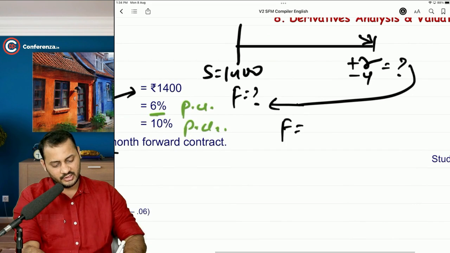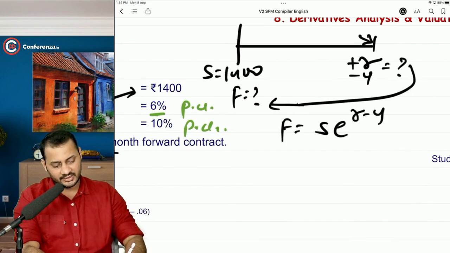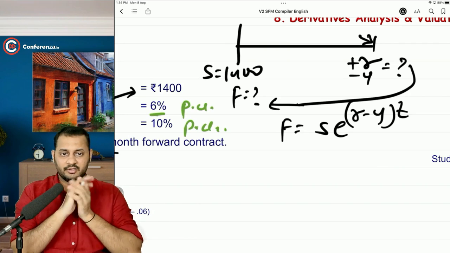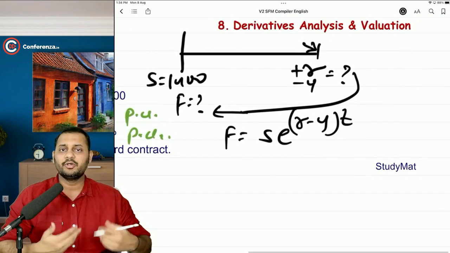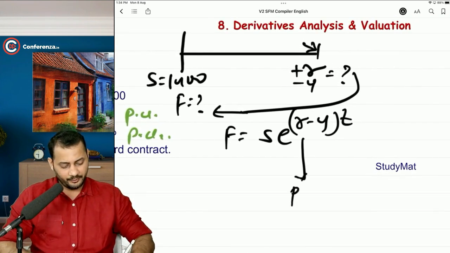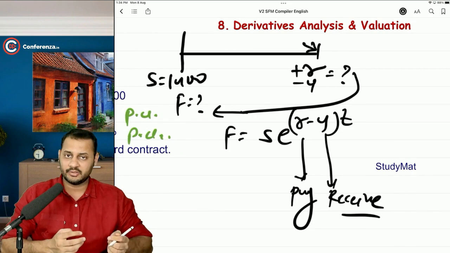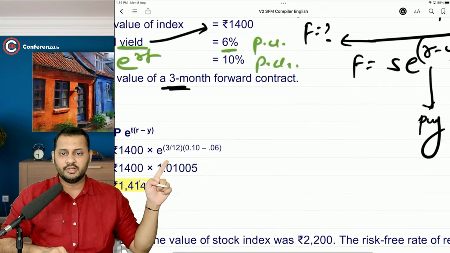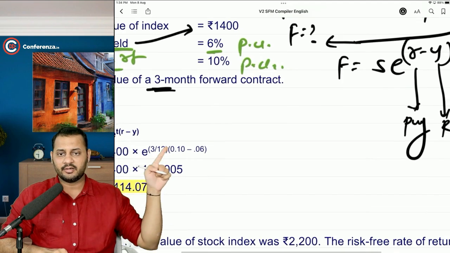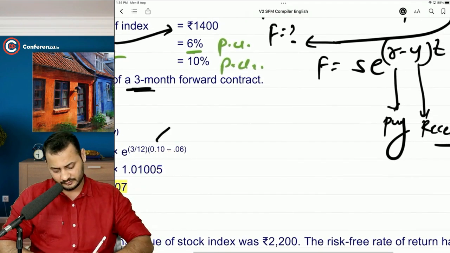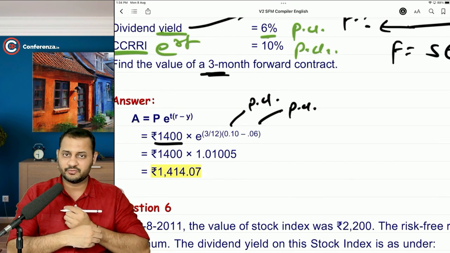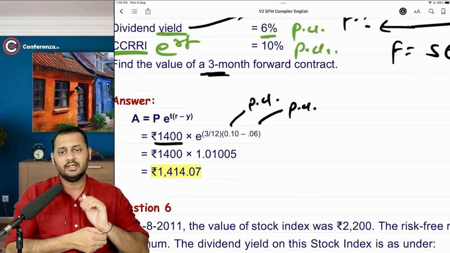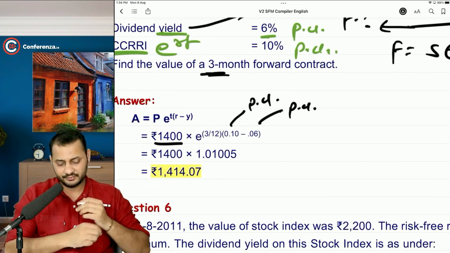What is going to be the formula? F is equal to S into e to the power (R minus Y) times T. Isn't it? The simple formula was S into e to the power RT, but we have to adjust the yield also. So we are going to deduct it. Rate of interest is something that we have to pay, and yield is something that we receive, and that's why we are deducting both of them. That's it. 1400 into e to the power (3 by 12), that is the time, and the rate of interest is 10%, 6% is the yield. This is per annum. Both of them are being calculated on 1400 rupees, which was the spot price 3 months back. And then this is the formula. The answer is very simple now in this question. Let's move ahead.